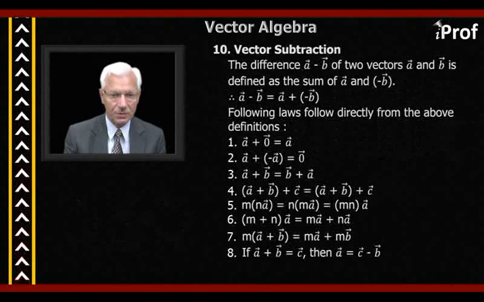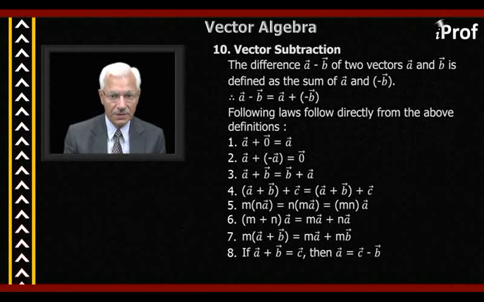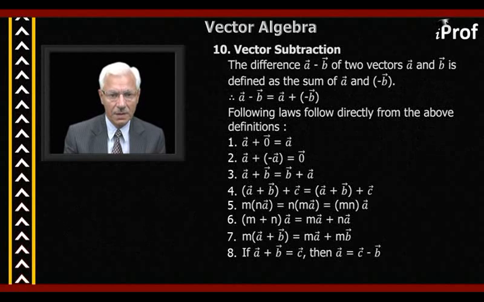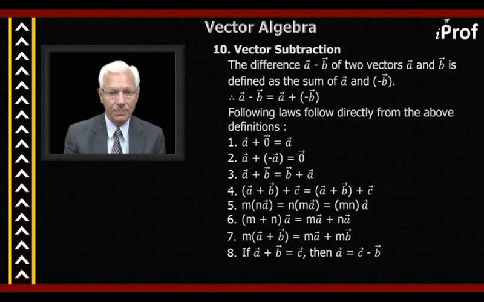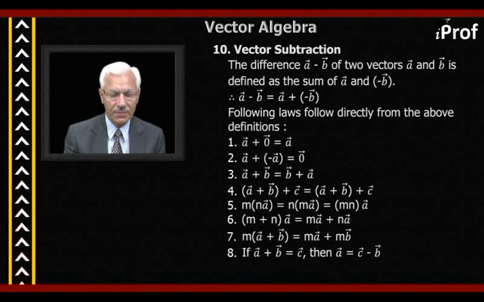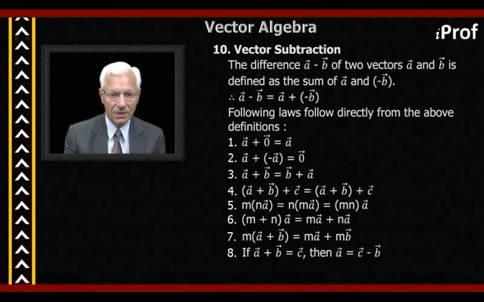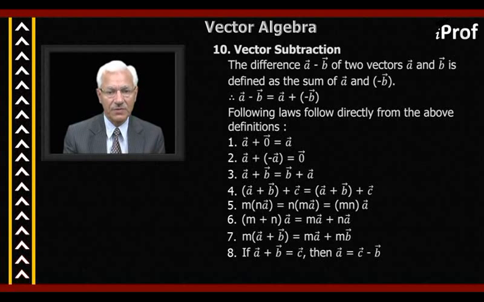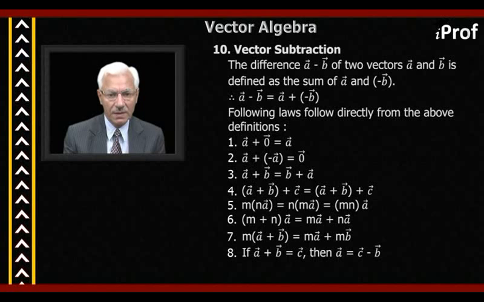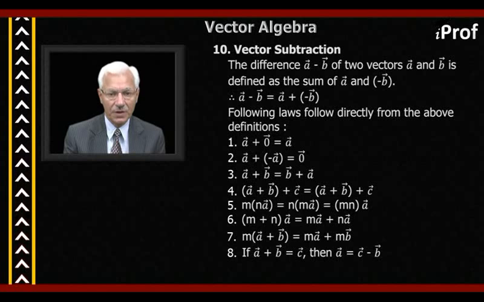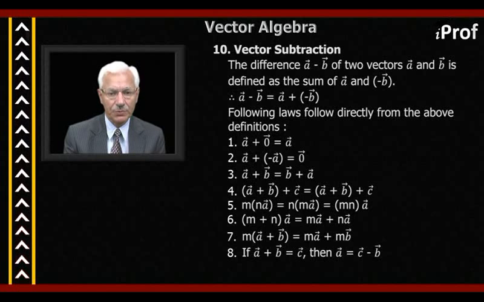Vector subtraction. The difference A minus B of two vectors A and B is defined as the sum of the vector A and the negative of B, that is minus B. Therefore, A minus B is equal to vector A plus (minus 1) times B. Therefore, it becomes ordinary addition of two vectors.